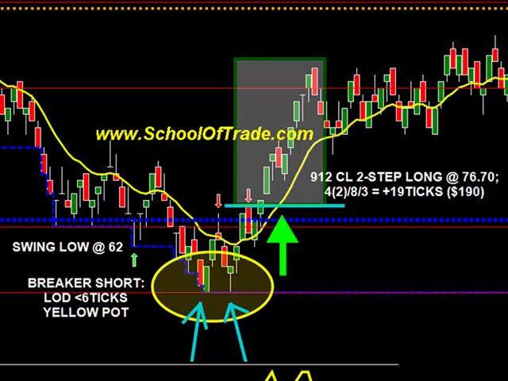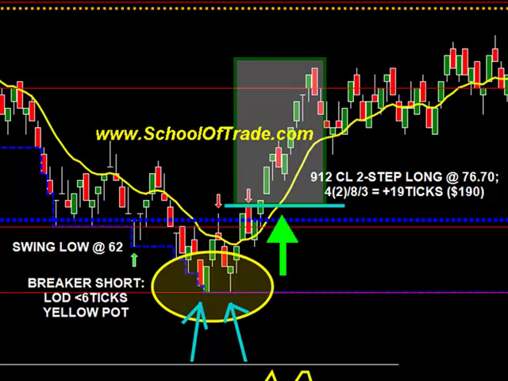Now in this particular pattern, we were looking originally for a breaker short. We had seen price break the low of the day, just below 76.50, or try to break the low of the day. We saw double bottoms, and of course, we saw the exhaustion pattern show up on the sell side. So we're watching as the sellers begin to run out of gas. Now, we were looking again, like I said, for a breaker short. We did not see the criteria we need to take a breaker short into the low of the day.